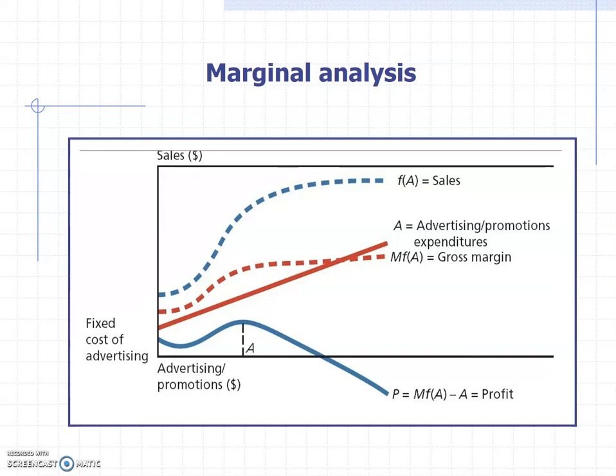And then at that point, adding an extra dollar of advertising expenditure isn't contributing anything to profit, right? In fact, it is actually going to reduce profit. You have negative marginal profits. So the idea there is just keep adding extra money until marginal revenue is equal to marginal costs.